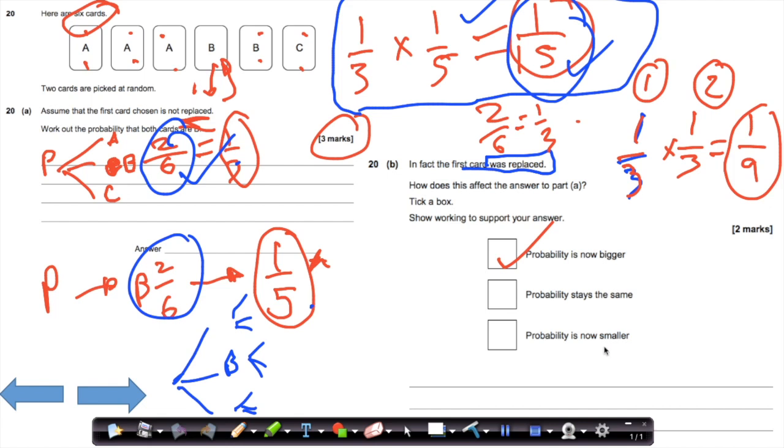Probability is now bigger. The second mark was given for a valid working or statement to support the answer. So something like 1/3 is greater than a fifth, or if you've done what we've done here, which is work out that the probability is actually 1/9, then saying that 1/9 is greater than 1/15 or something along those lines, because 1/15 was the chance of our first outcome when it was not replaced.